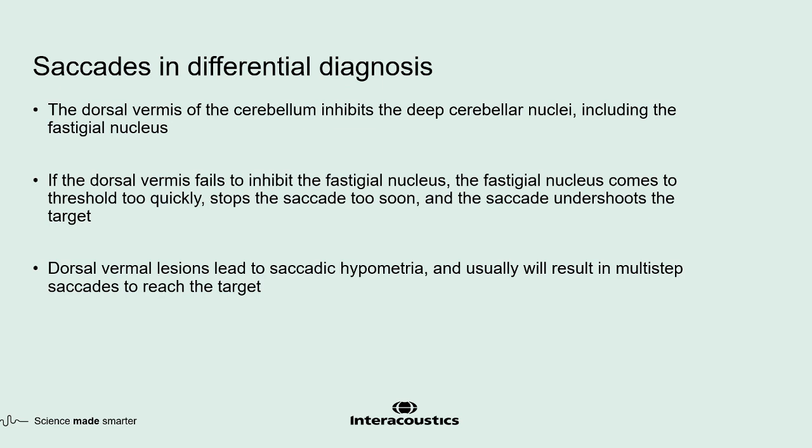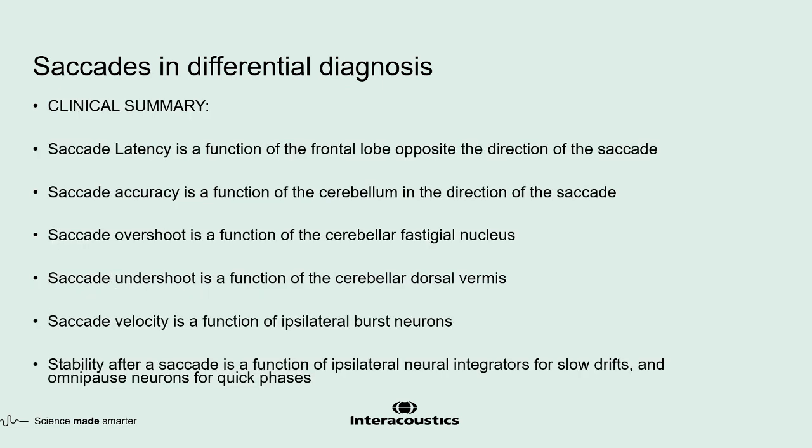So here's the clinical summary. Saccade latency is a function of the frontal lobe opposite the direction of the saccade. Saccade accuracy is a function of the cerebellum in the direction of the saccade. Saccade overshoot is a function of cerebellar fastigial nucleus failure. Saccade undershoot is a function of cerebellar dorsal vermis failure. And saccade velocity is a function of ipsilateral burst neurons. If they're slow, the burst neurons aren't functioning well enough. And then finally, stability after a saccade is a function of ipsilateral neural integrators for slow drifts and omnipause neurons for quick phases. All right, that's a lot.